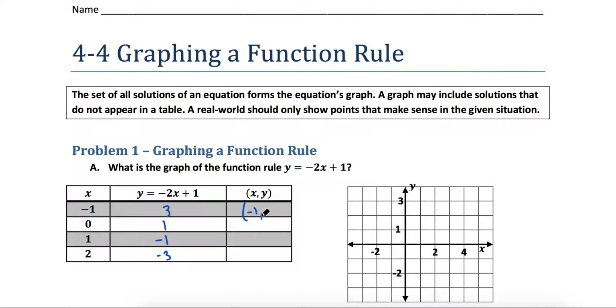So the x value is negative 1, the y value is 3. Here the x value is 0, the y value is 1. X is 1, y is negative 1. X is 2, y is negative 3. Great, so we'll go ahead and graph those.